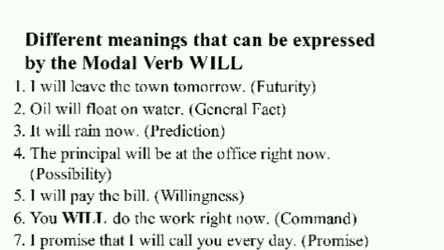I will leave the town tomorrow. So this is a future event. So there is futurity in this sentence. Oil will float on water. This doesn't refer to a future time event, but expresses a general fact, a scientific fact. Oil always floats on water. It will rain now. It's a prediction. It can be paraphrased as I predict the event of raining right now.